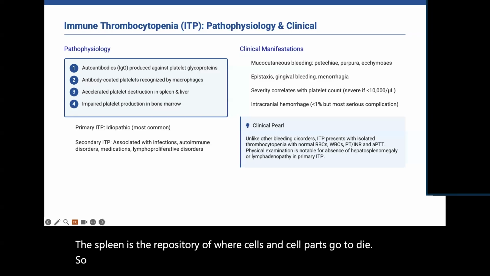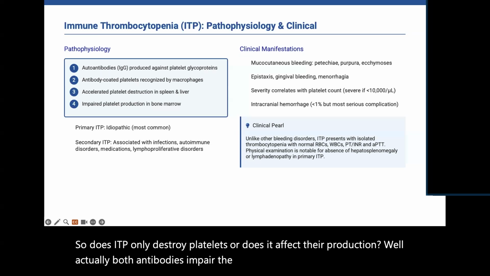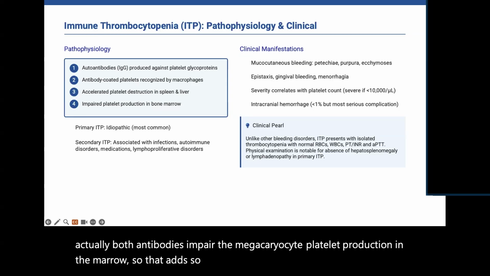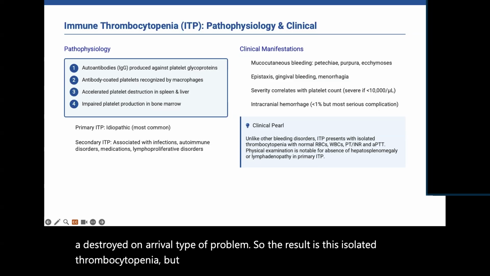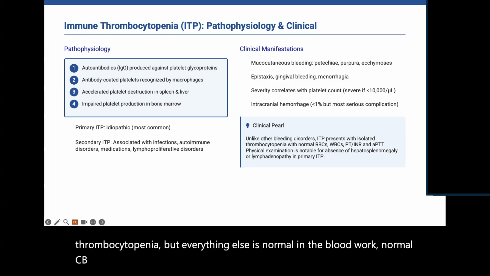So does ITP only destroy platelets or does it affect their production? Well, actually both. Antibodies impair the megakaryocyte platelet production in the marrow. So it's an underproduction problem and then it's a destroyed-on-arrival type of problem. So the result is this isolated thrombocytopenia, but everything else is normal in the blood work. Normal CBC, white count, etc. But the platelets are just low.